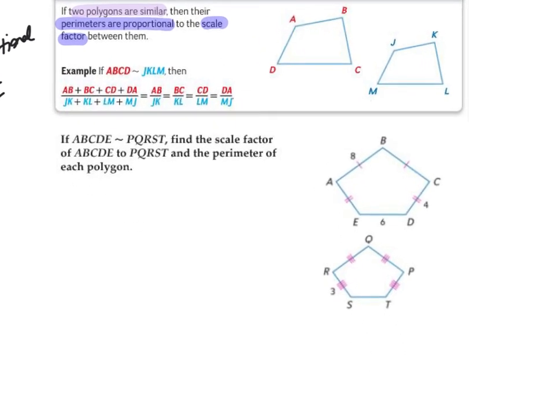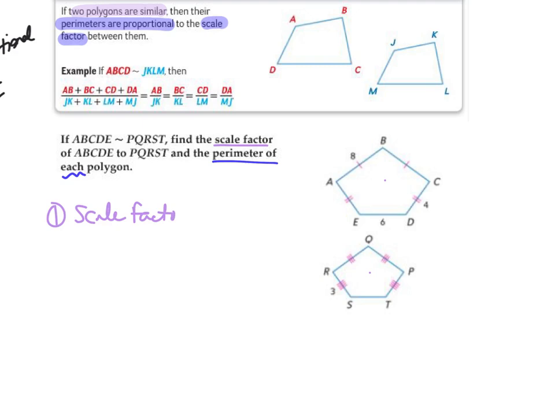We're told that ABCDE, this pentagon here, is similar to PQRST. We want to find the scale factor of ABCDE, so starting here, to PQRST. Then we need to find the perimeter of each polygon, so both polygons. So there's 3 steps that we need to do. Let's go in order. So first step, scale factor.